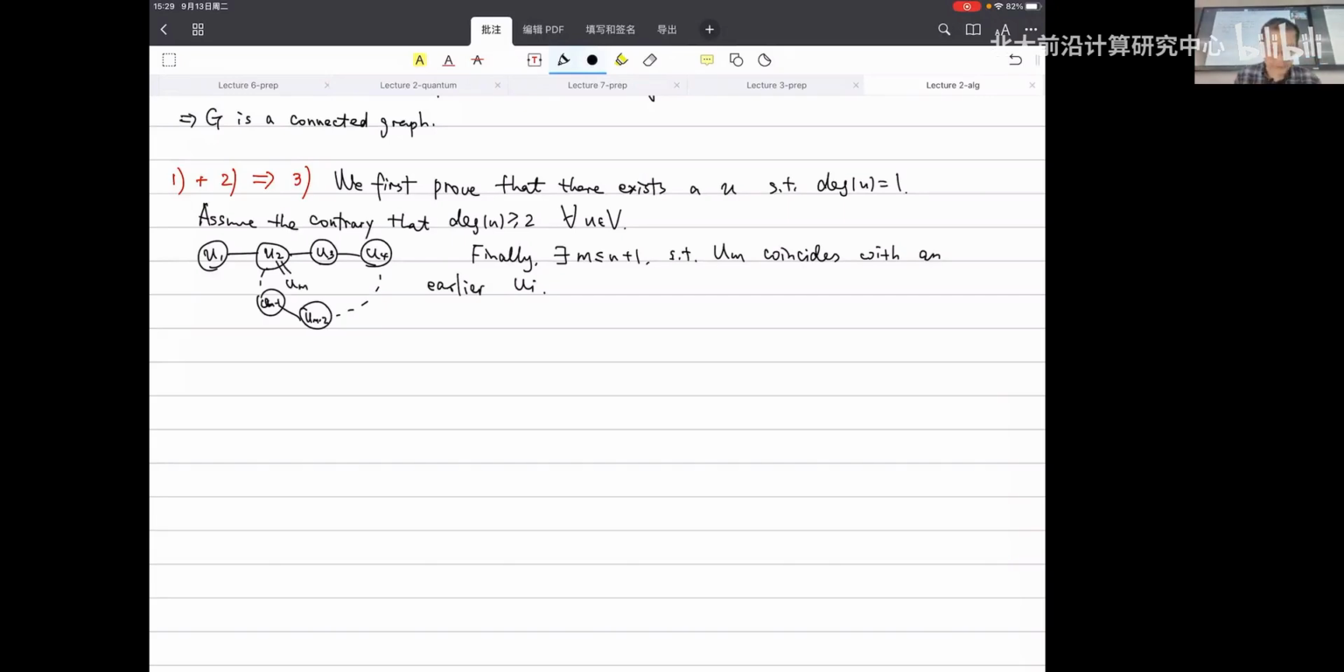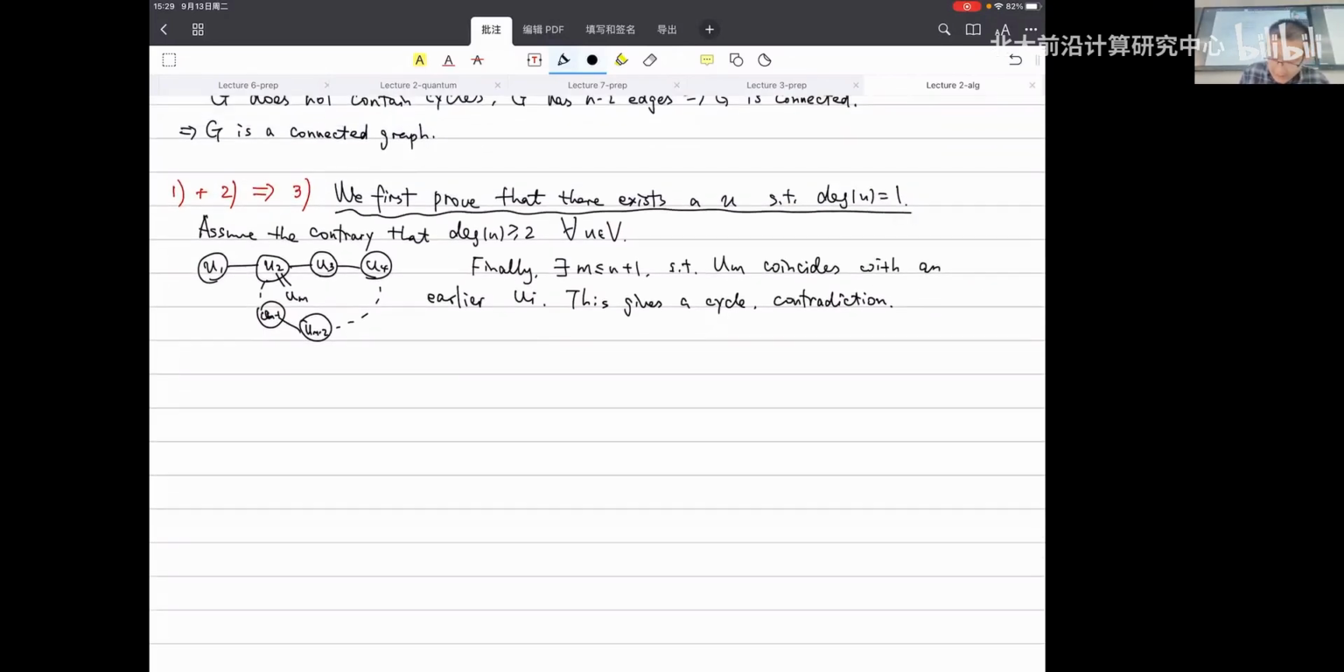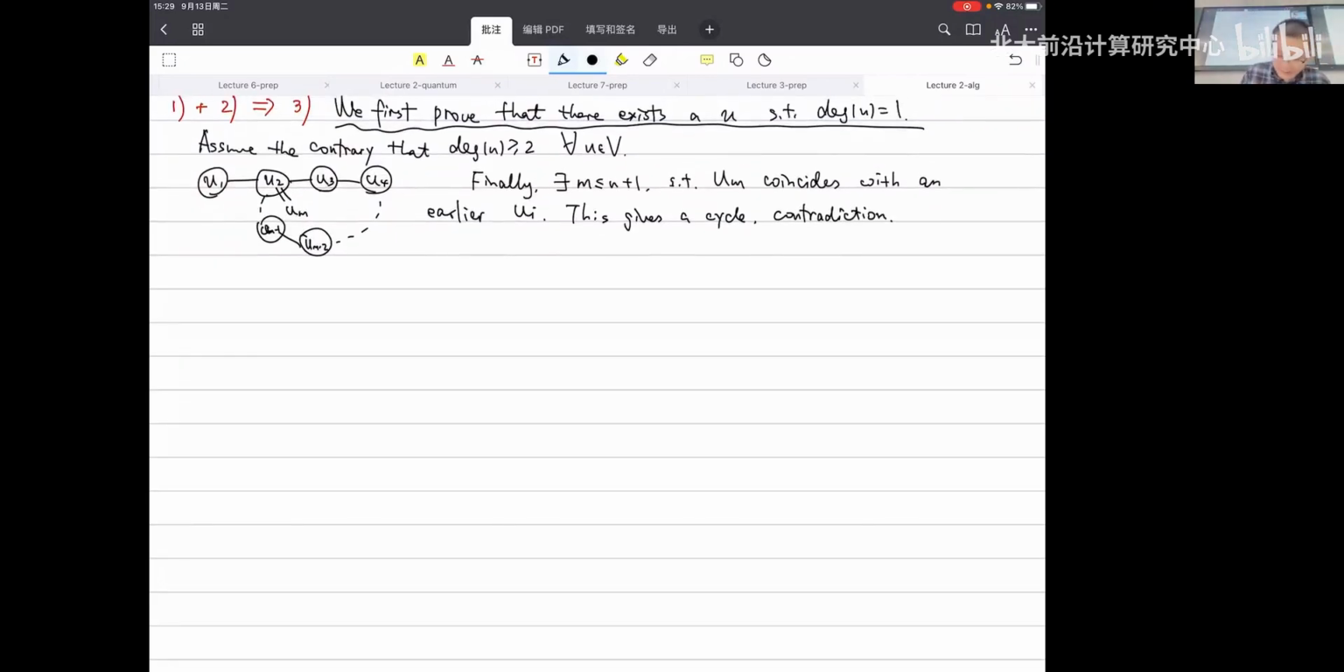Because this graph is not an infinite graph, ultimately, if all the vertices have degree at least 2, you will get such a collision, UM equals U2. But this actually gives a cycle. Contradiction. So this is still correct: there actually exists a U such that the degree of U is exactly 1. So then we are good.